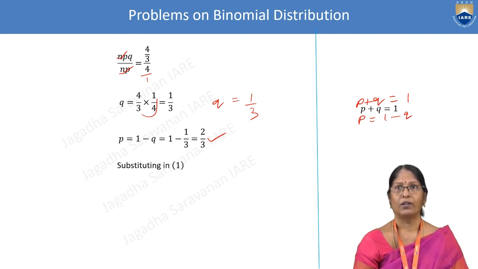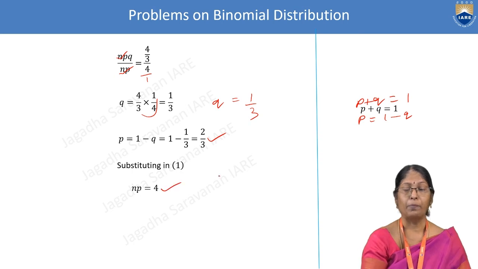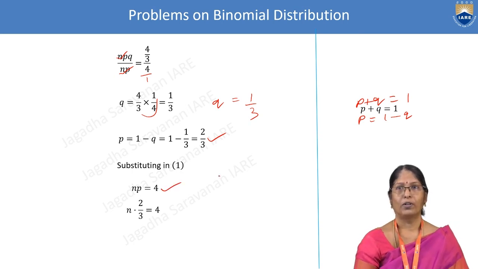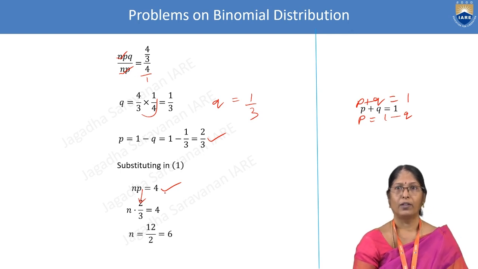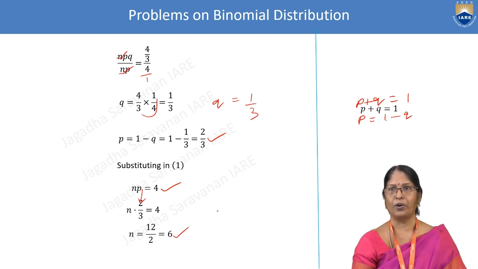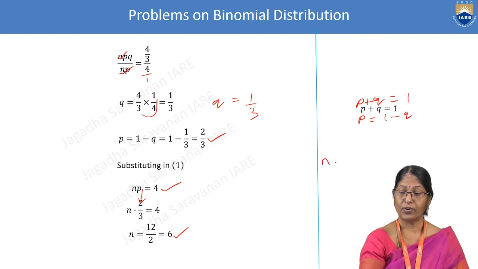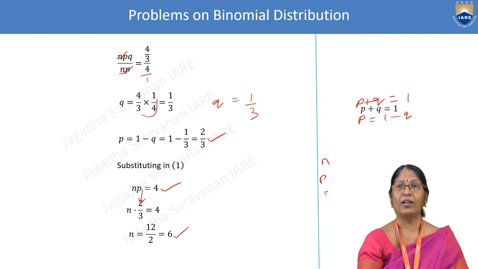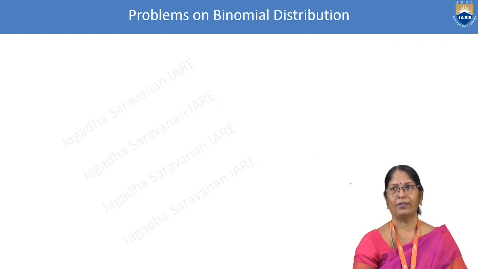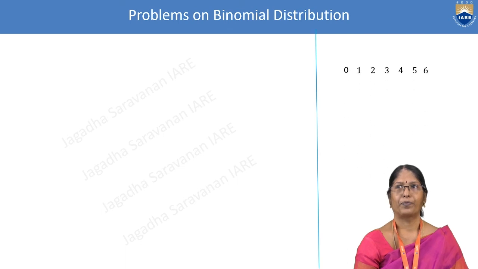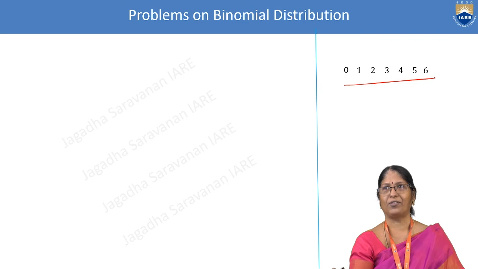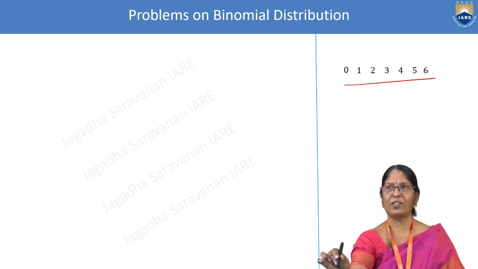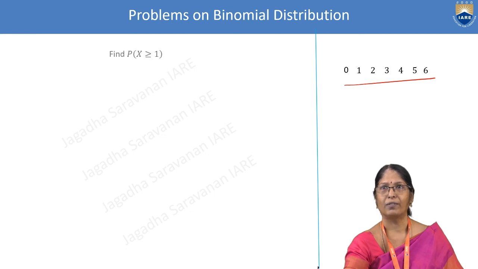Substituting in equation 1, NP equal to 4. So N into P, which we got as 2 by 3, so N equal to 6. So N is ready, P is ready, Q is also ready, and we are able to frame the distribution from 0 to 6. Then we have selected the binomial distribution in a correct way.